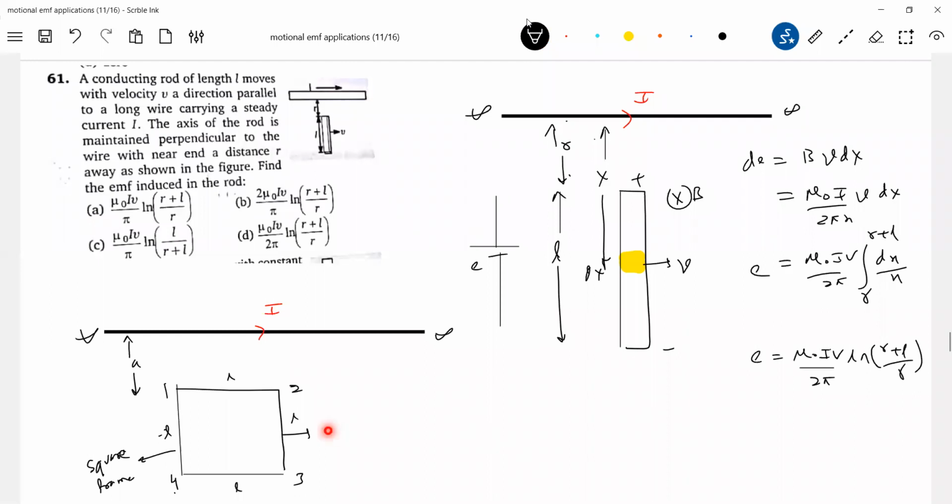So then what is the EMF induced in this? What is the EMF induced in the rod 1, 2? Rod 1, 2 and 3, 4 will be 0. Any reason? Because the velocity is directed along the length of the rod. And what about EMF induced in 1, 4 and 2, 3?